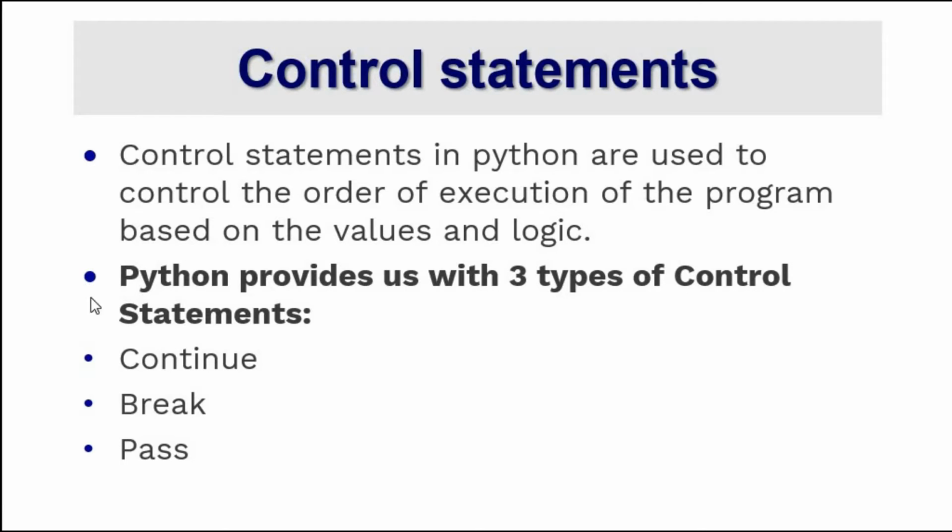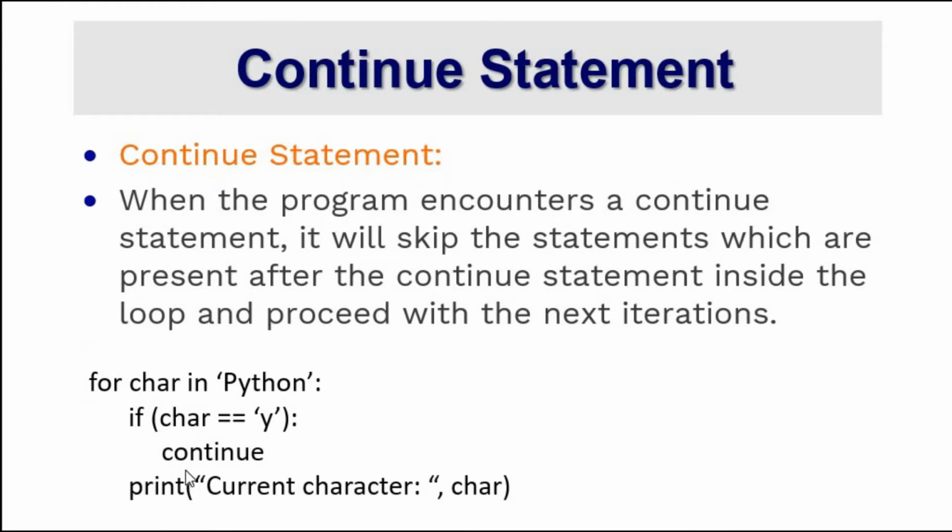So Python provides us with three types of control statements. Number one is the continue statement, number two is the break statement, number three is the pass statement. Now let's move on and discuss each of the statements one by one individually. So what is the continue statement?